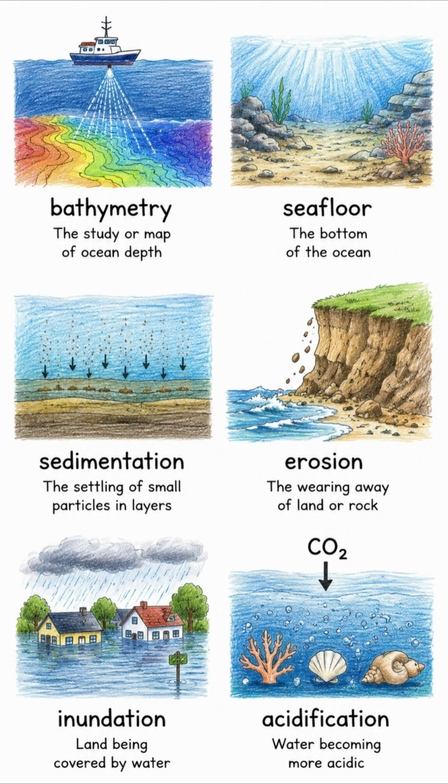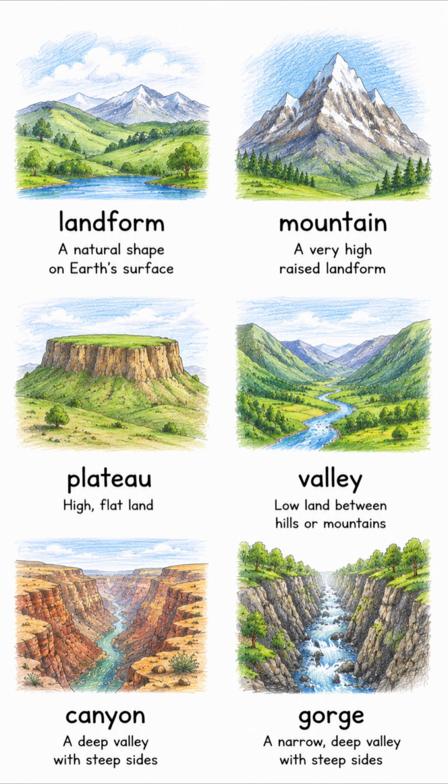Acidification. Water becoming more acidic. Landform. A natural shape on Earth's surface. Mountain. A very high raised landform. Plateau. High flat land. Valley. Low land between hills or mountains.